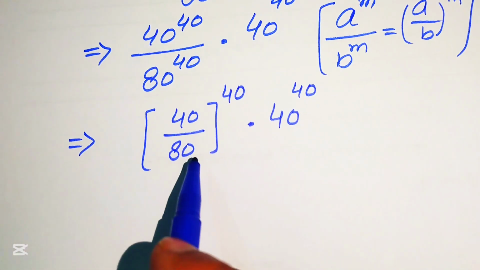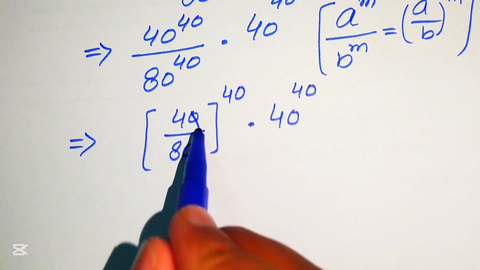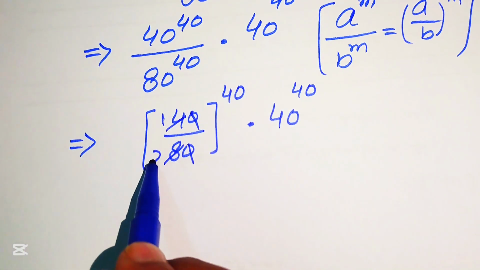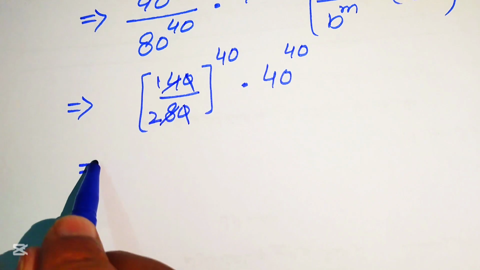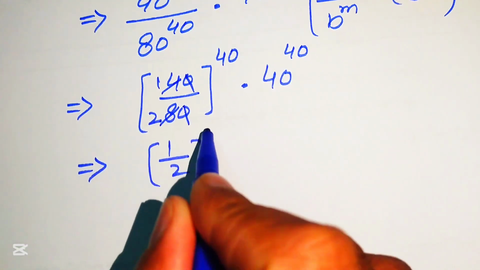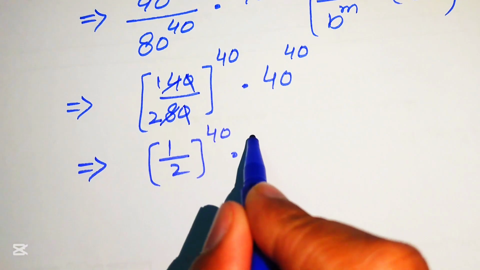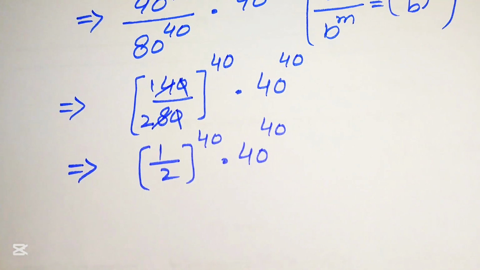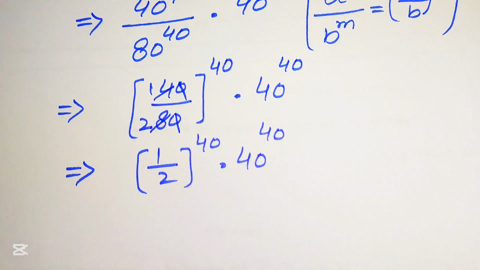Here we need more simplification. You see the 0 is cancelled out by 0, and 4 ones are 4, and 4 twos are 8. So we will get 1 over 2 to the power of 40, multiplied by 40 to the power of 40. Here we use another exponent law.